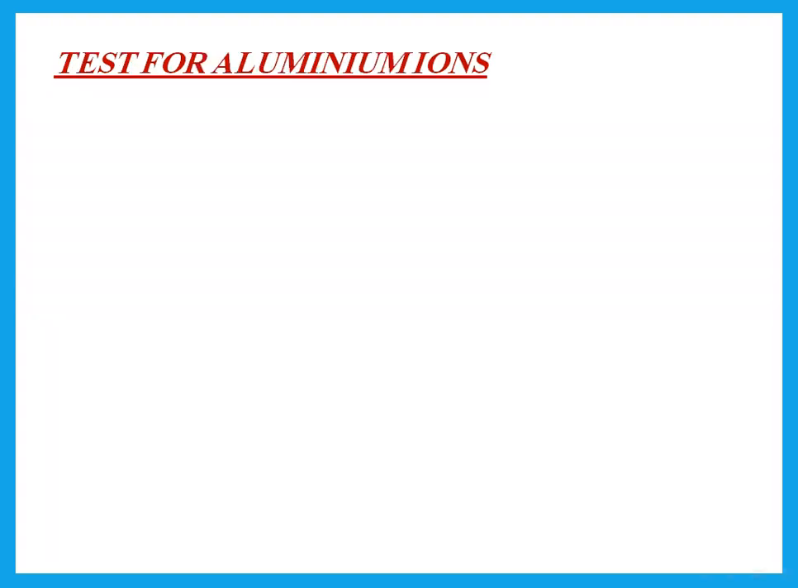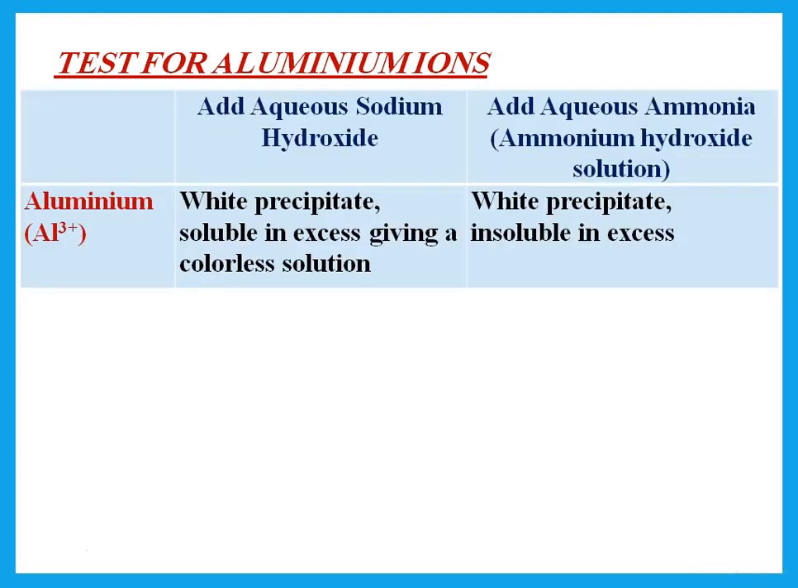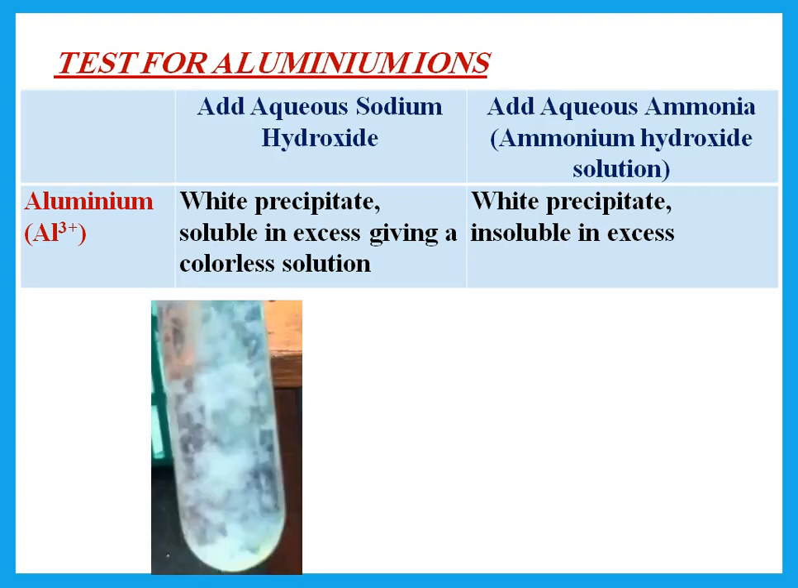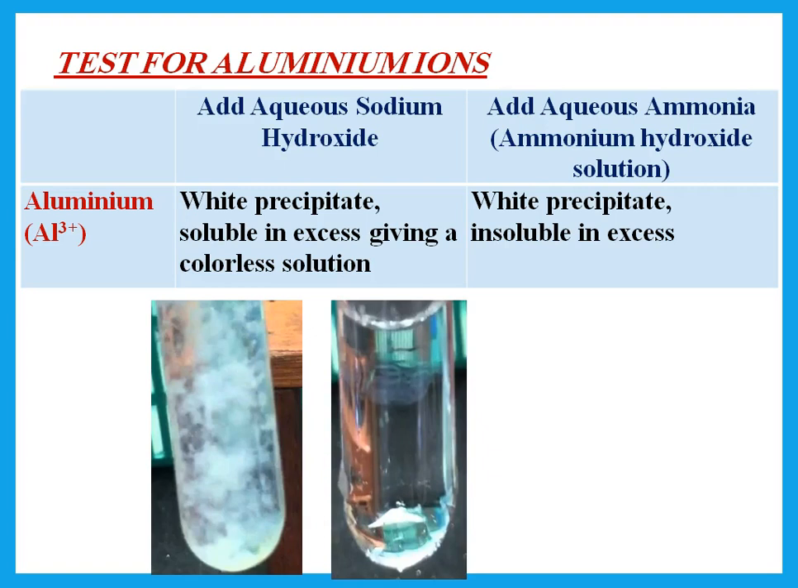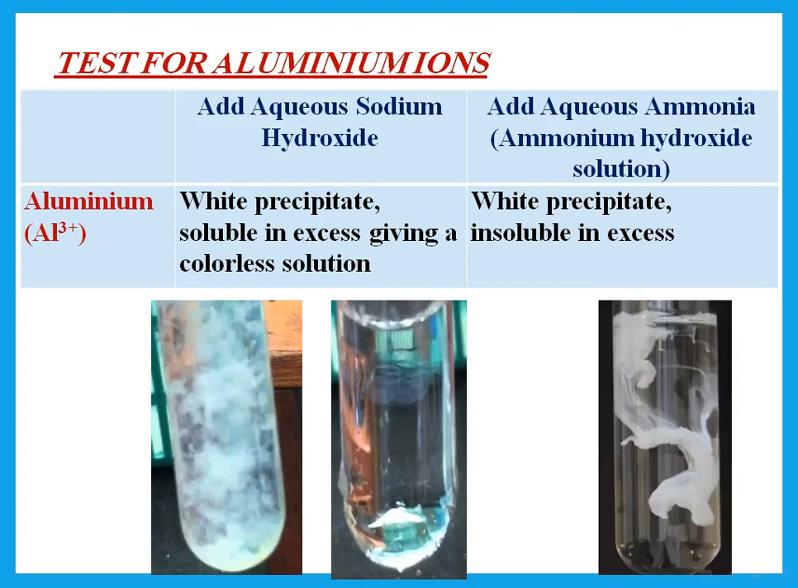Test for aluminium ions. These are cations now. Aluminium ions, I can either add sodium hydroxide or aqueous ammonia. If I add aqueous sodium hydroxide to something that has aluminium, what should I get? White precipitate, soluble in excess, giving colorless solution. Are we following? What if I add aqueous ammonia? And remember that aqueous ammonia is ammonia solution, is ammonium hydroxide. Now, if I add aqueous ammonia to something that has aluminium, what should I get? White precipitate, insoluble in excess. That means if I continue to add the aqueous ammonia, the precipitate remains.